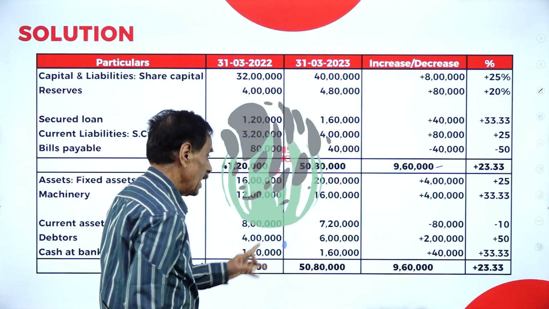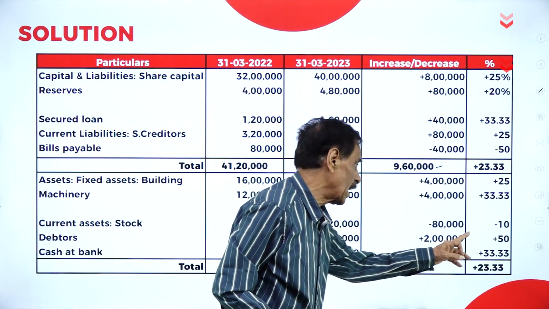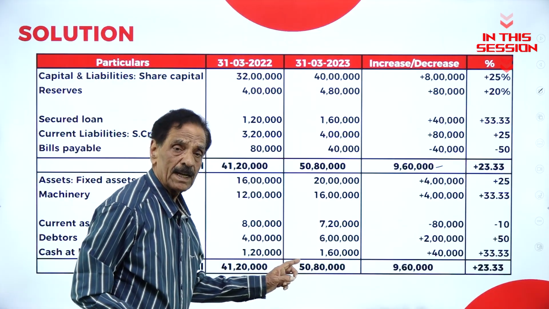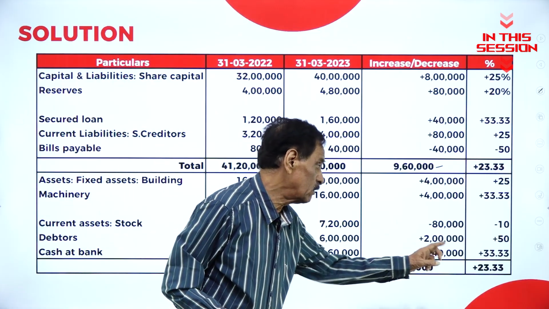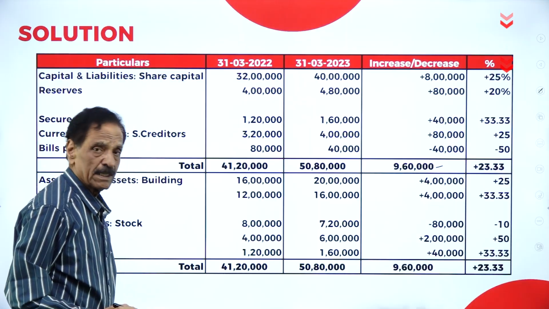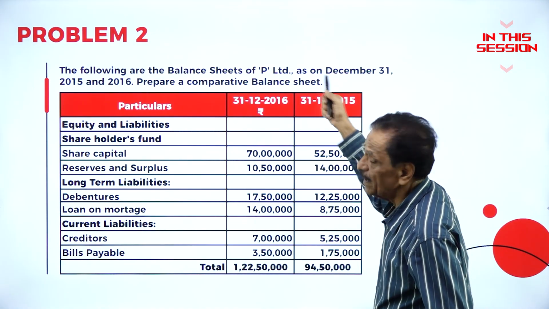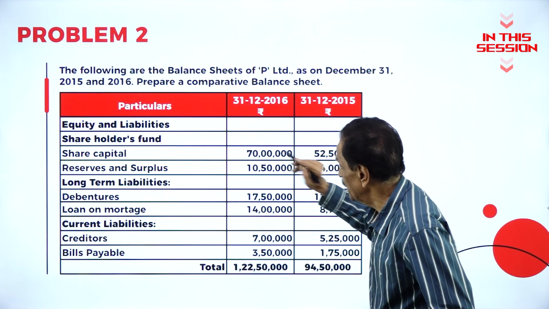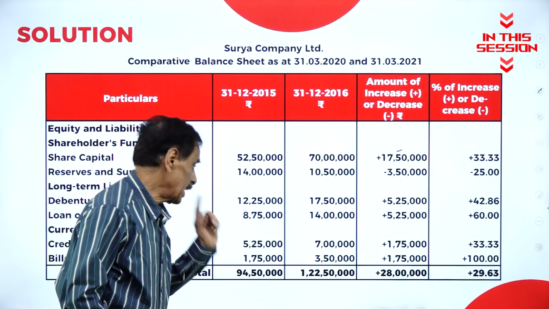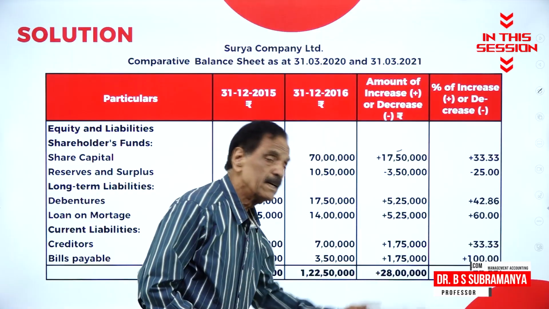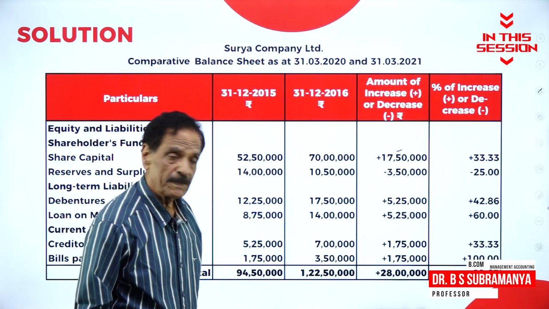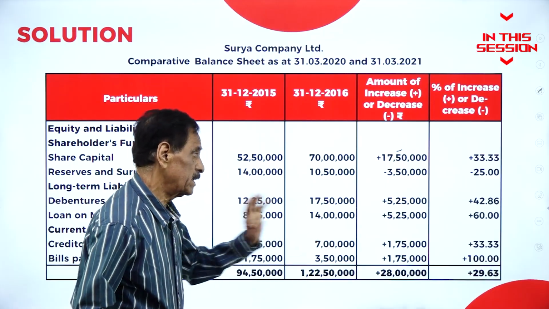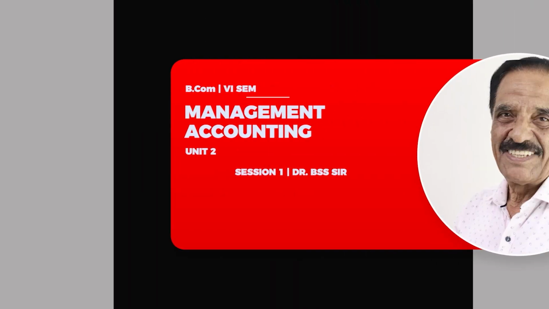Debtor 4 lakh, 6 lakh, increase of 2 lakh, 50%. Cash at bank 1 lakh 20, 1 lakh 60, increase of 40,000, 33.33%. First 2015, then you have to take 2016. So this is 15, this is 16, you have to compare. 1 lakh 75,000, 3 lakh 50, there was an increase of 1 lakh 75,000. 1 lakh 75,000 divided by 1 lakh 75,000, it is 100%.